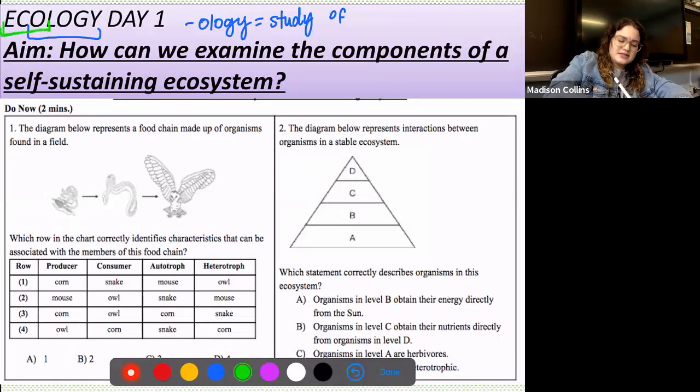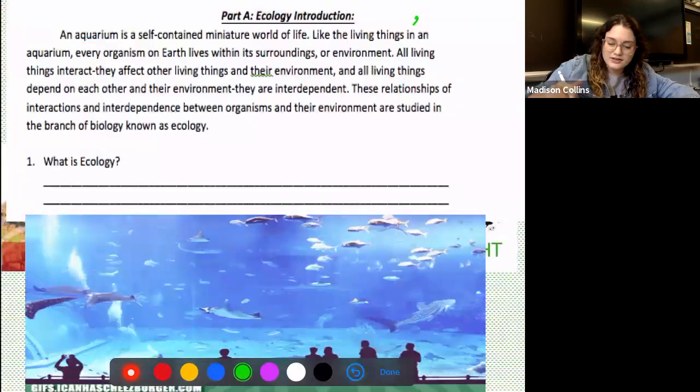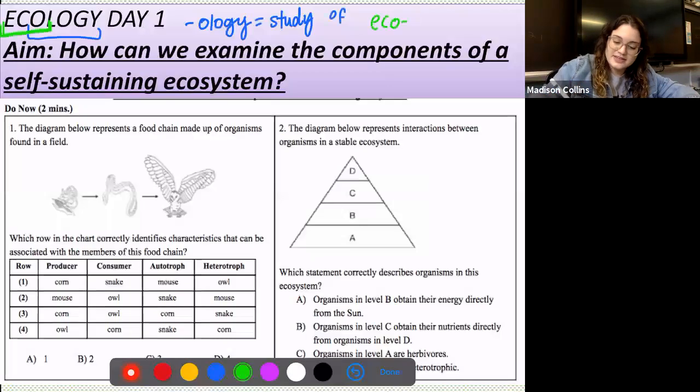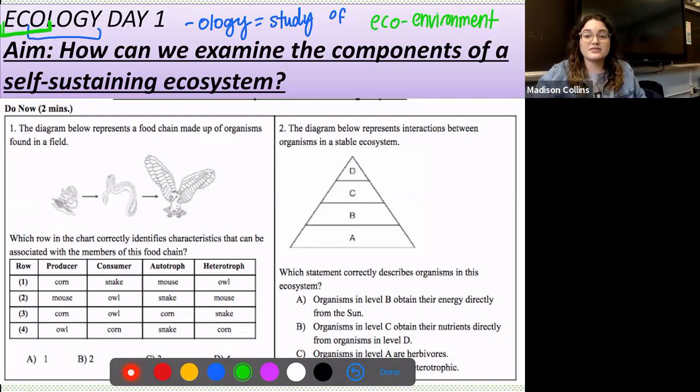Well, I see this word eco in front. Now, you may have heard this word in recent years. We've been talking about more eco-friendly options, right? So whenever you see that word eco, we're talking about the environment. So in short terms, ecology is the study of the environment. And we'll be looking at more specific details of that in just a second.